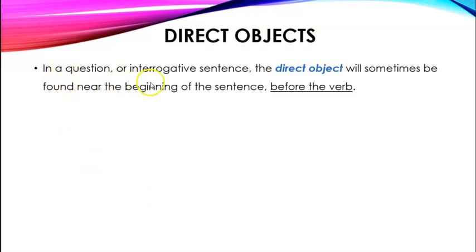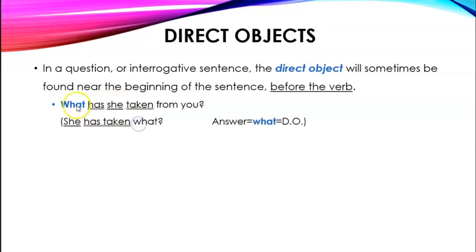When you have a question, or it's an interrogative sentence, the direct object will sometimes be found near the beginning of the sentence before the verb. Normally, the direct object is after the verb. A question is a unique situation where it might be in front of the verb. So some examples: What has she taken from you? In this sentence, she is the subject, has taken is our verb, right? We have predicate, subject, predicate, like we were talking about in class. And so you ask the question, well, she's taken what? And so what in this sentence is the pronoun and it's a direct object.